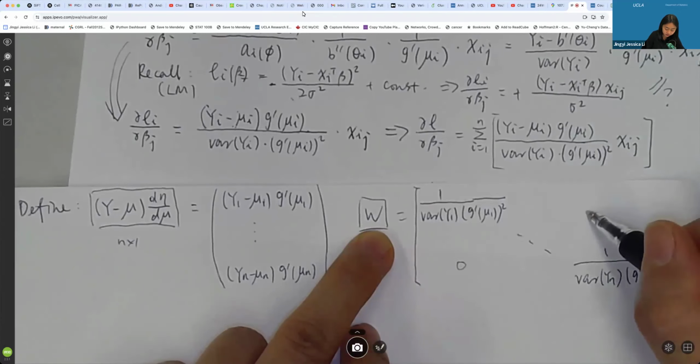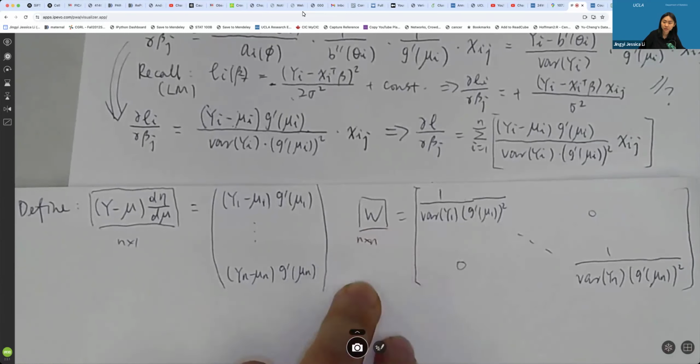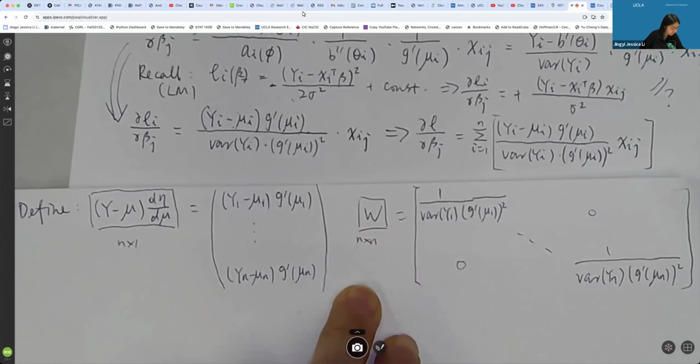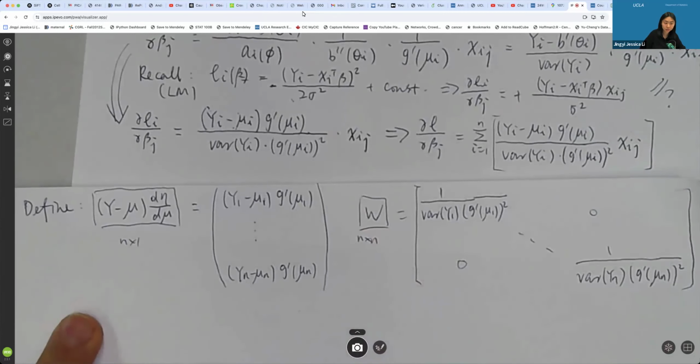And all the off-diagonal terms are 0. This is what we define as the weight matrix. Okay. Finally, let's go back to what we're familiar with, the design matrix.